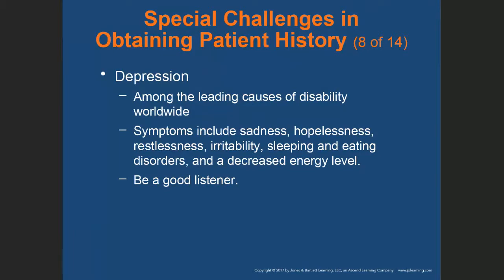Then you have the depressed patient. Among the leading causes of disability worldwide, symptoms include sadness, hopelessness, restlessness. They get very irritable. They have sleeping and eating issues. They have less energy, a decreased level of energy. Be a good listener.